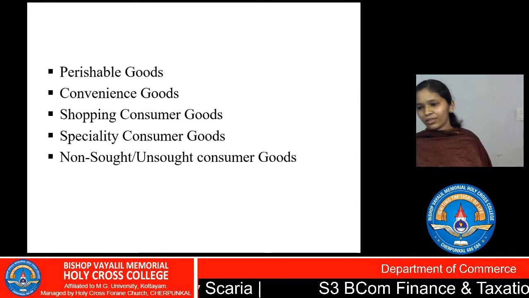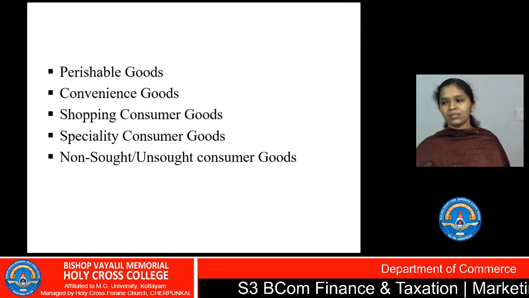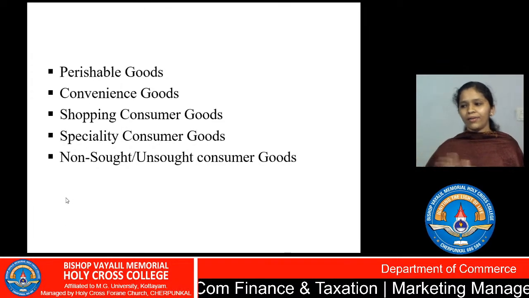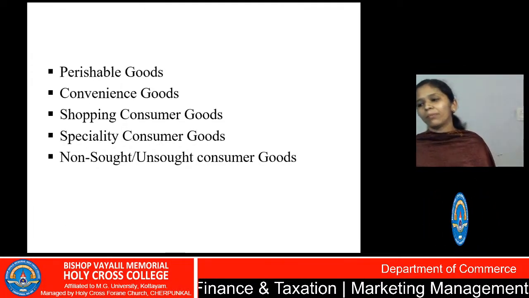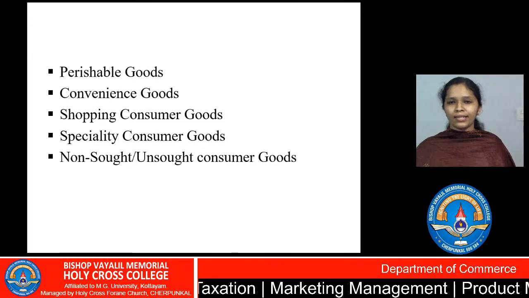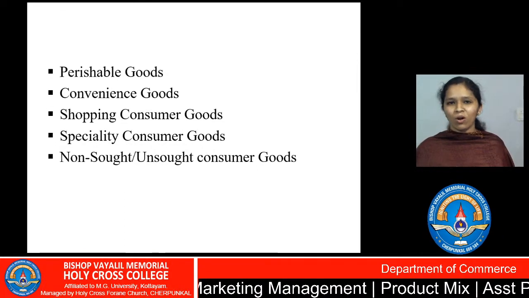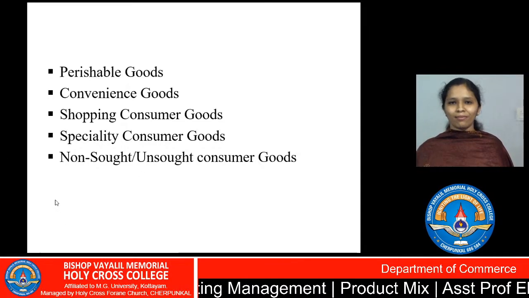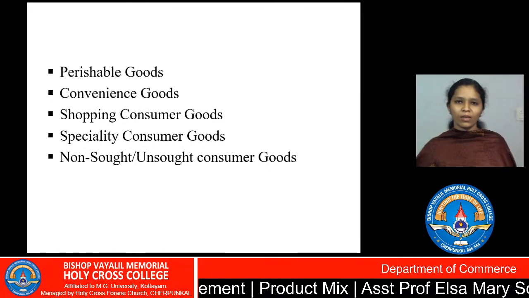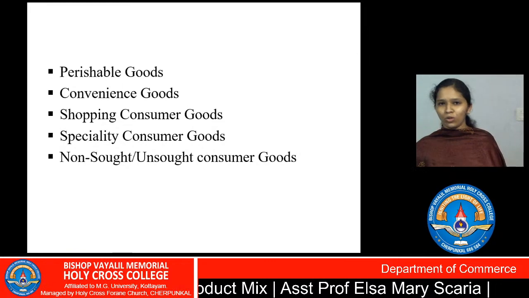And the last classification of consumer goods, that is non-sought or unsought consumer goods. Non-sought or unsought means these are available at any time in the market, but the consumers are not willing to buy these types of products at any time. For example, medicine. These are known as unsought or non-sought consumer goods. So these are the classifications of consumer goods.